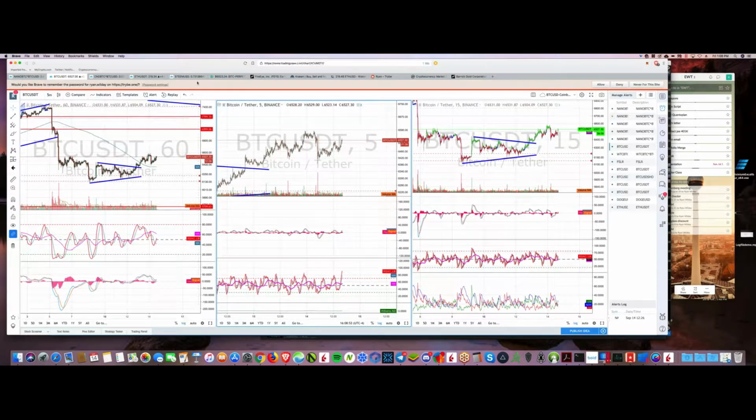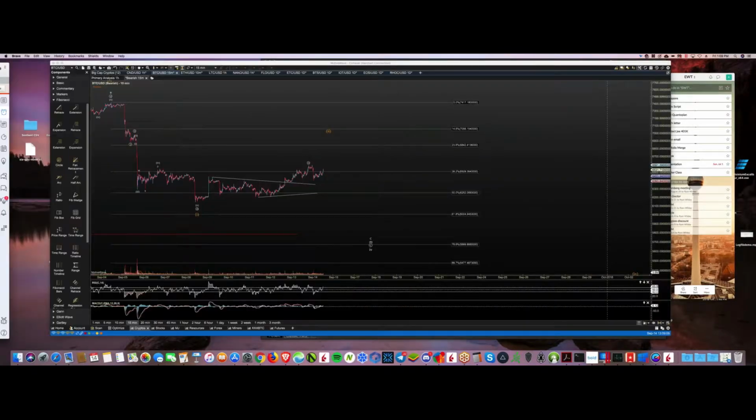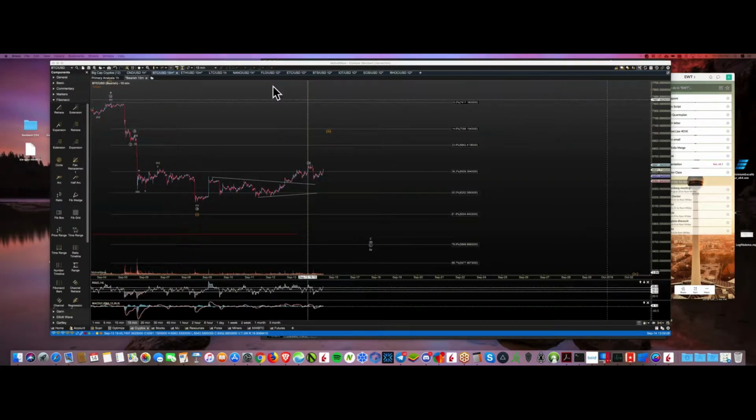So I'm looking down short term, in nano terms, but it doesn't mean necessarily that our wave 4 has started per se, because I don't have the higher degree 5 down that I'd want to see at this stage. Ethereum is quite similar.